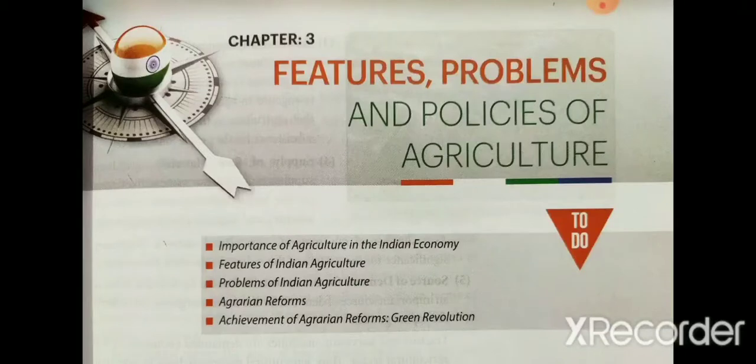Last time we studied the third chapter and completed its first topic, that is the importance of agriculture in Indian economy. Now we are going to study the features of Indian agriculture. So the first point is low productivity.